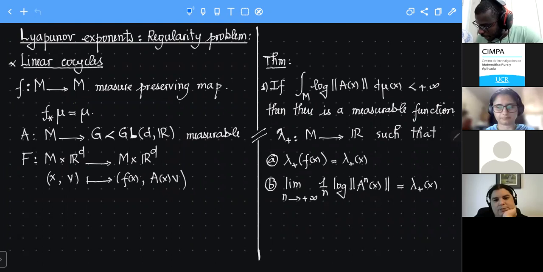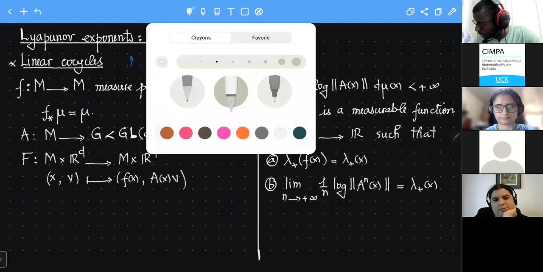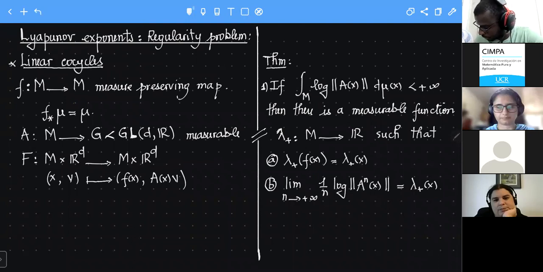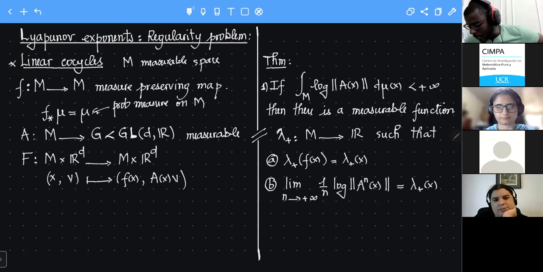So we start with a measure preserving map. What does measure preserving mean? M is a measurable space, and f is a measurable map that preserves a probability measure mu on M. We say that f preserves mu if the push forward of mu by f is mu, meaning that if you take a measurable set E in M, the measure of f inverse of E is just the measure of E.